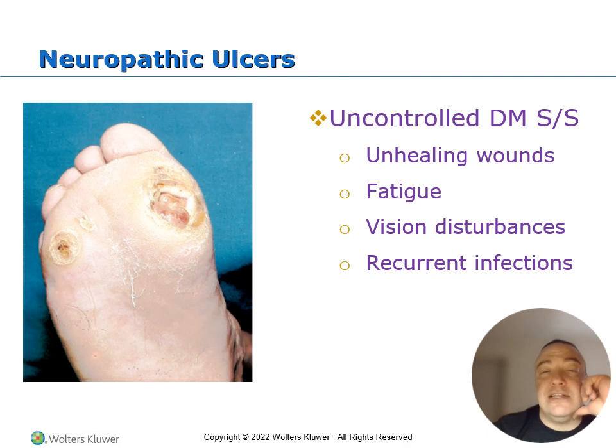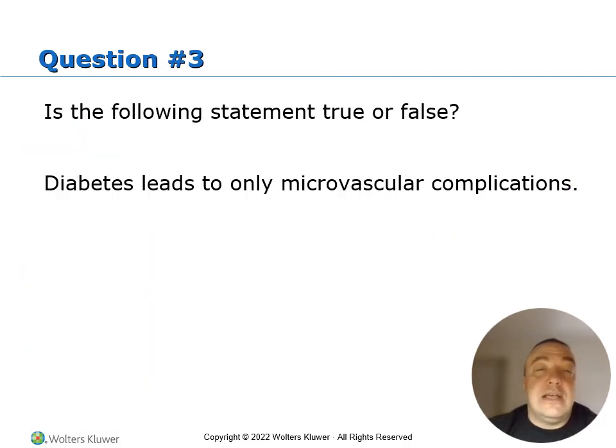Uncontrolled diabetes, right? Unhealing wounds, fatigue. You're tired. You don't have that sugar control, man. You're just not there. Your vision. So again, micro, your vision changes, and then sugar is great when it's where it belongs, but when it's not, it leaves you open to infections. Okay, so recurrent infections. And look, it's in beautiful purple. Remember that.